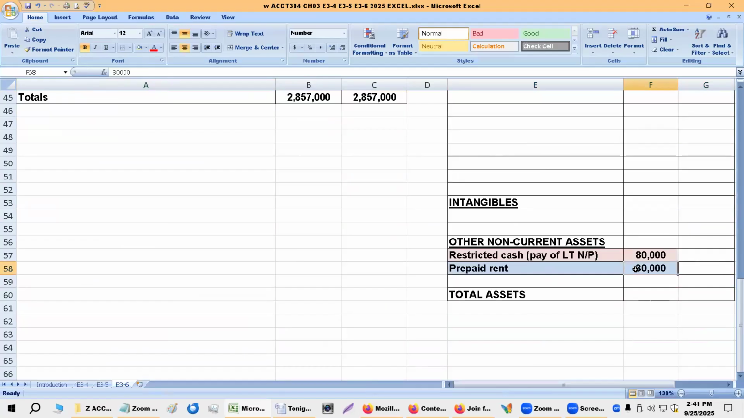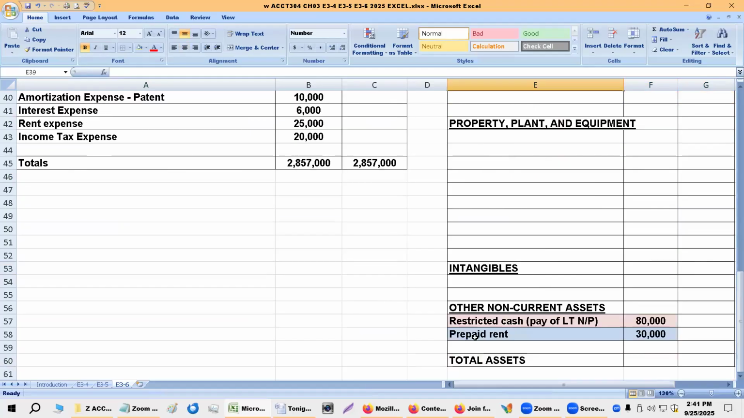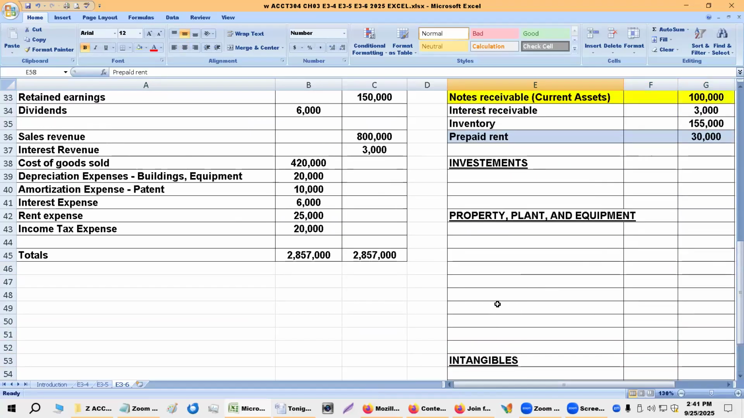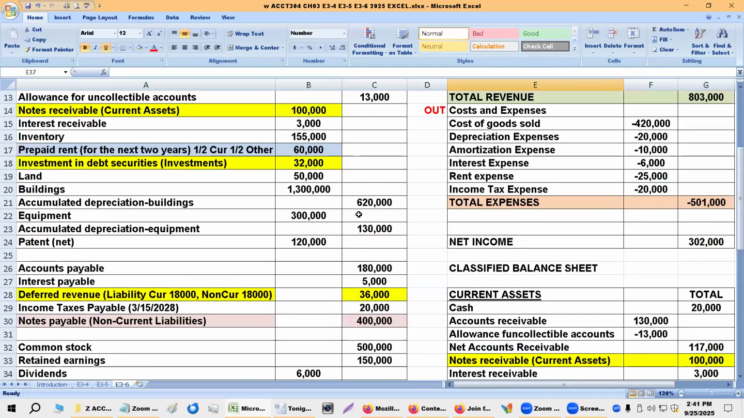And it's not really an investment. Investments are usually something that makes you money. So it's not going to be an investment. You don't really make money on the prepaid rent. You probably paid it in advance, probably you had some kind of a deal on it. Okay, let's go back up here.